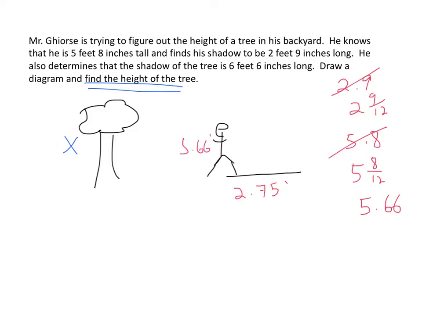So Mr. G's height is 5.66 feet. And we know the shadow of the tree, because we can actually measure that since it's on the ground. So it really makes sense. We really could measure this. We would know Mr. G's height. We can measure this, but we can't measure the height of the tree, but indirectly, using similarity, we can figure that out. And the shadow of the tree is 6.5 feet.